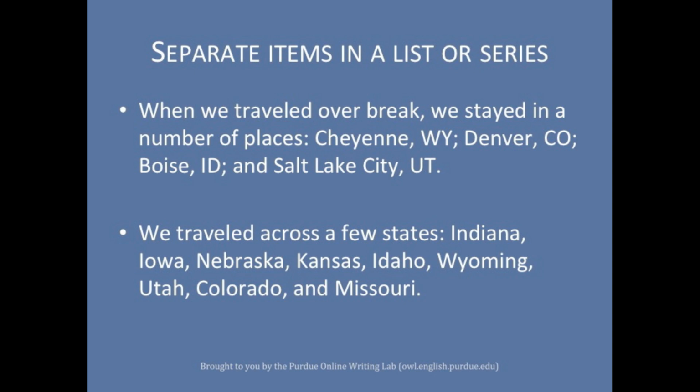Separating items in a list or series. Here are two examples. When we traveled over break, we stayed in a number of places: Cheyenne, Wyoming; Denver, Colorado; Boise, Idaho; and Salt Lake City, Utah. And we traveled across a few states: Indiana, Iowa, Nebraska, Kansas, Idaho, Wyoming, Utah, Colorado, and Missouri.